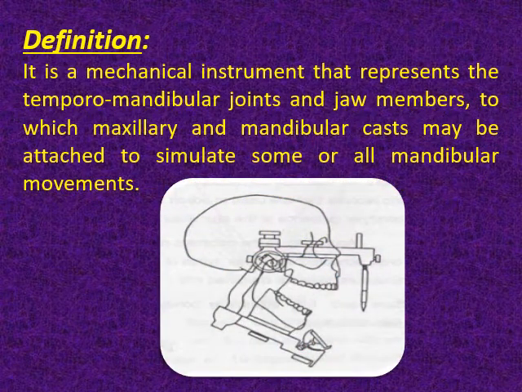First of all, we must know what we mean by dental articulator. A dental articulator is a mechanical instrument that represents the temporomandibular joints and the jaw members to which the maxillary and mandibular casts may be attached to simulate some or all of the mandibular movements.